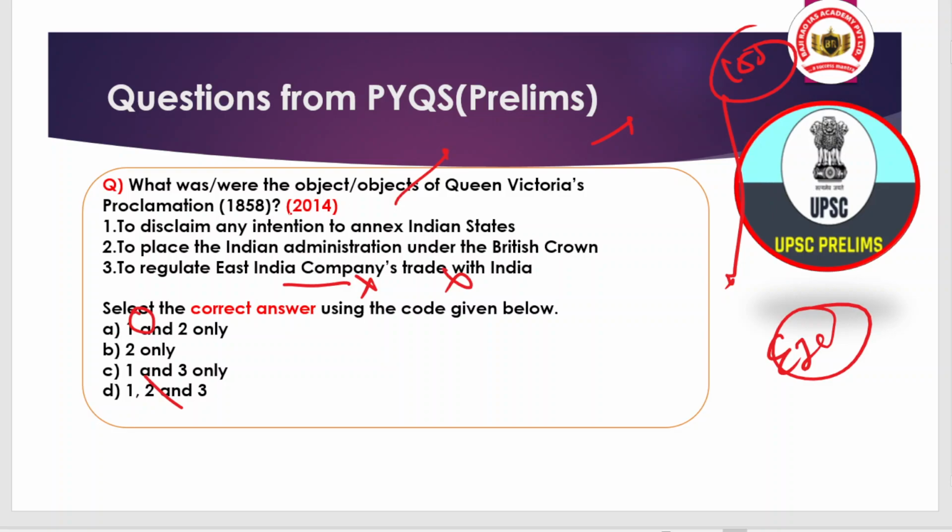Statement 1 says to disclaim any intention to annex Indian states. Yes, this statement is right, because after this incident the British were assured that there was a need to close the annexation policy. Otherwise, these types of revolts might occur in the future as well. So they closed their intention to annex Indian states further. That is why various autonomy was given after that, and many more things. So what is the right answer? Option A, that is 1 and 2.